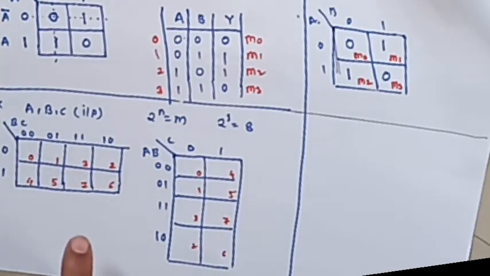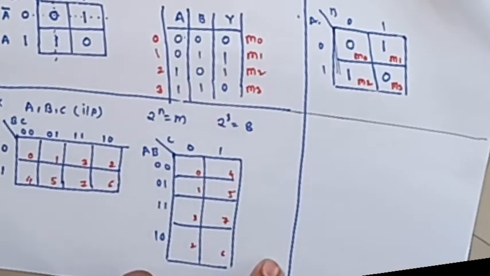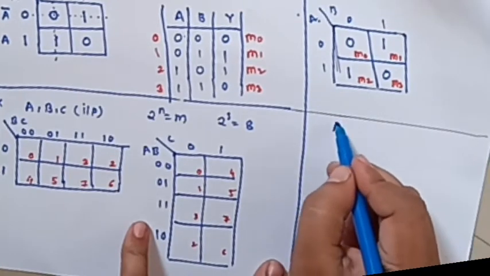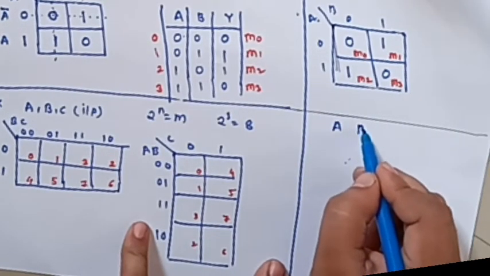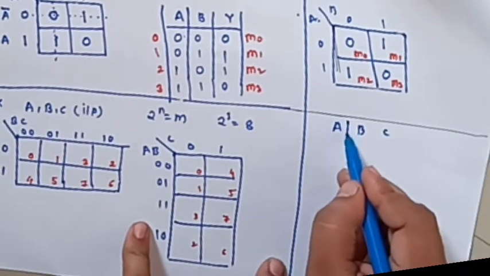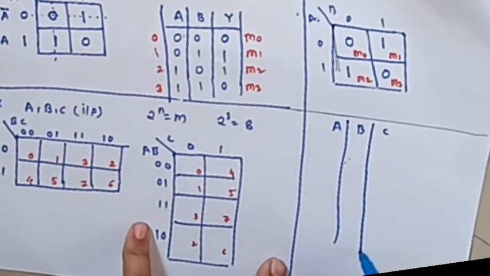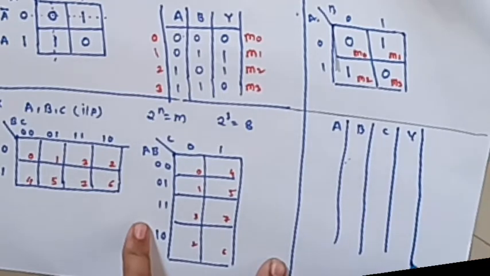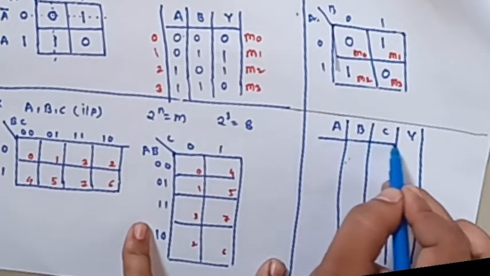Now suppose for this K-map we take the example of 3 variables A, B, C. If the variables are 3, how many possible inputs are there? 2 raised to 3 equals 8.